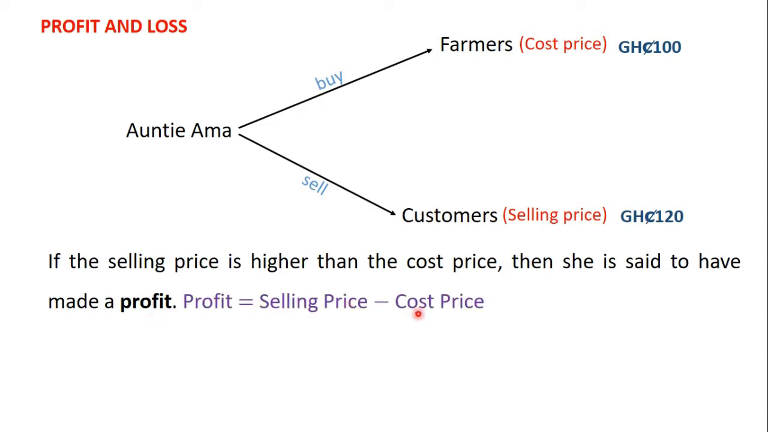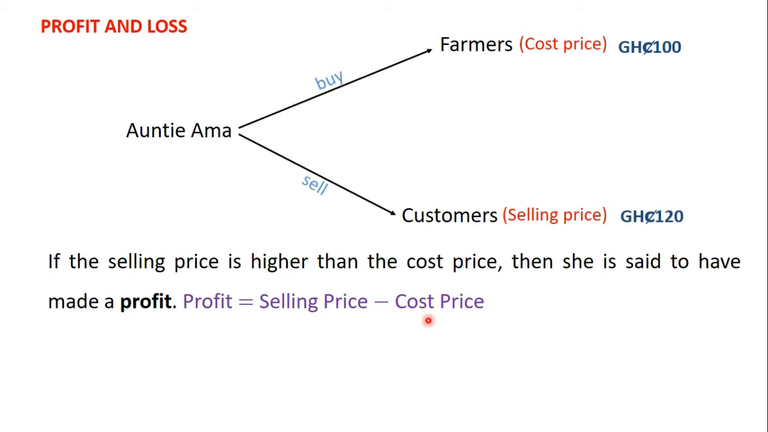So the profit is equal to the selling price minus the cost price, because as we can see from here, the selling price is bigger than the cost price. So her profit is equal to the selling price, which in this case is 120 Ghana cedis, minus the cost price, which is 100 Ghana cedis. So in this transaction, Auntie Ama has made a profit of 20 Ghana cedis.